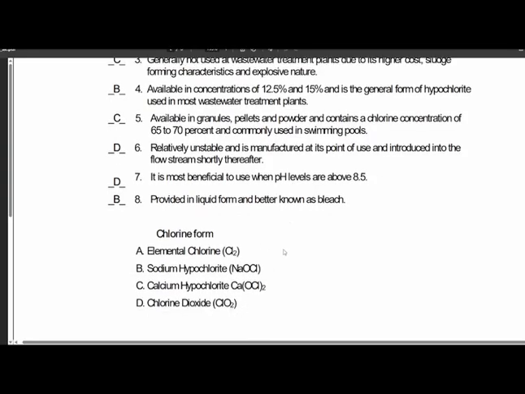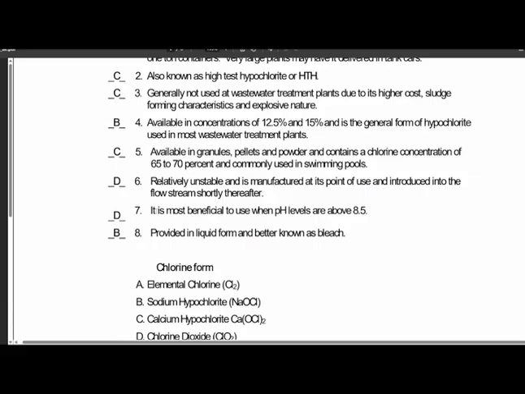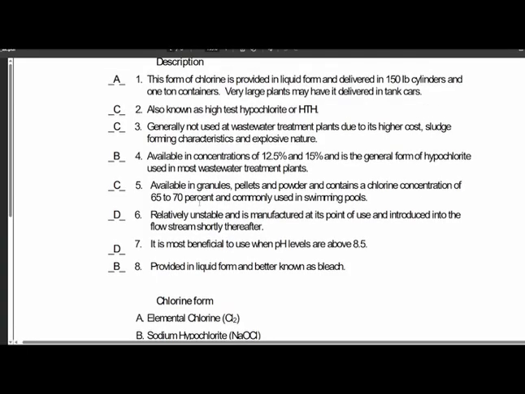Chlorine dioxide is most beneficial when pH levels are above 8.5. It's relatively unstable and is manufactured at its point of use and introduced into the flow stream shortly thereafter.